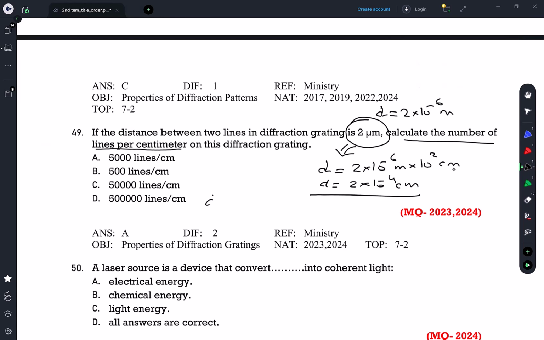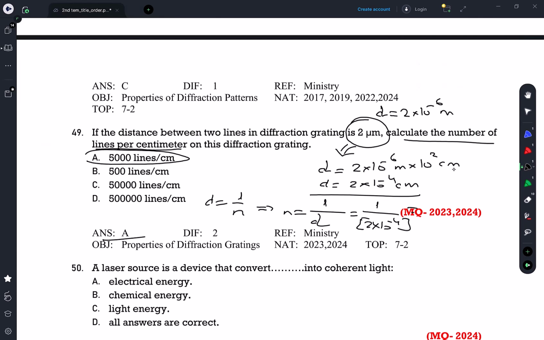Then I know that d is equal to 1 over n, so n, the number of lines, is equal to 1 over d. So 1 over 2 times 10 to the power of negative 4. Let's do it. 1 over bracket 2 times 10 to the power of negative 4, close the bracket. The answer is 5,000. So 5,000 lines per centimeter is the correct choice.